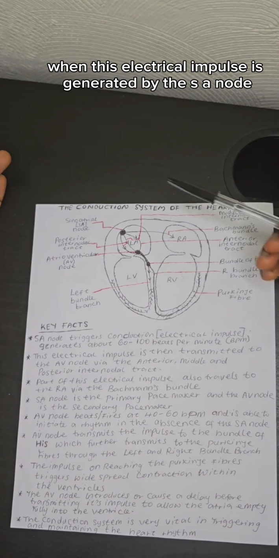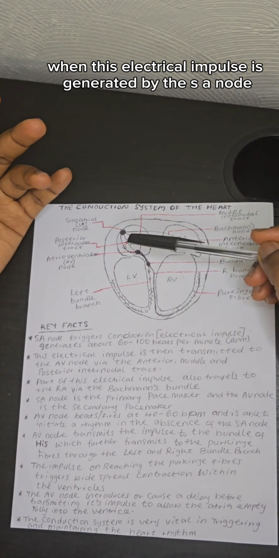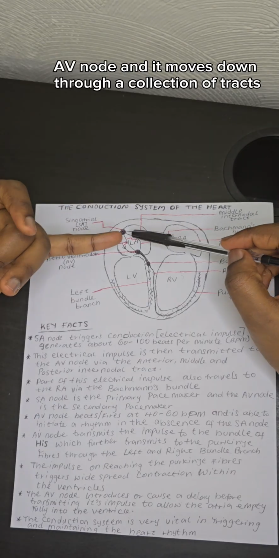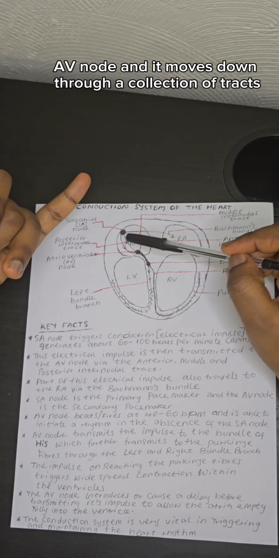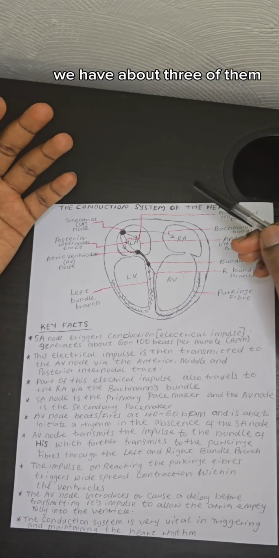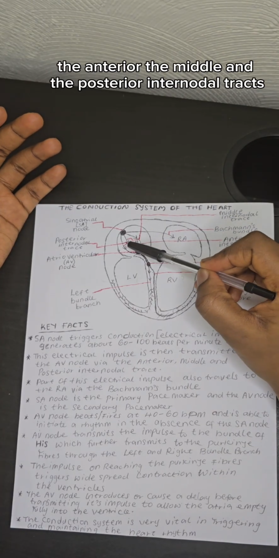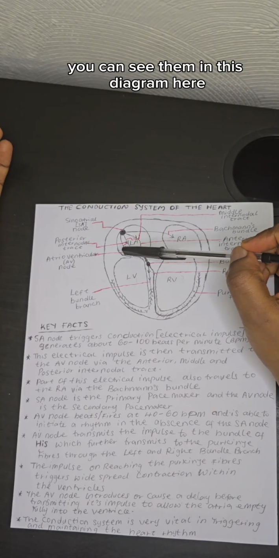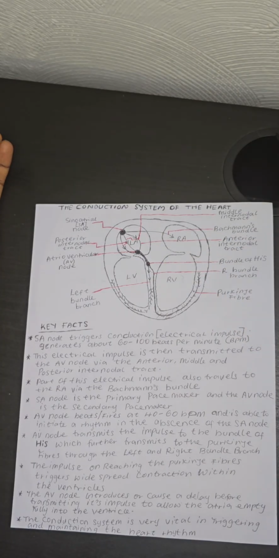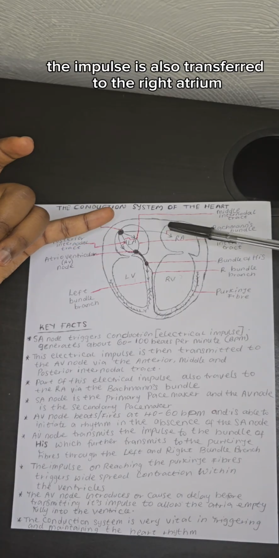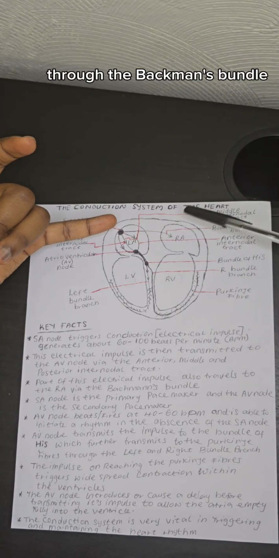When this electrical impulse is generated by the SA node, it is transferred down to the AV node, and it moves down through a collection of tracts known as the internodal tracts. We have about 3 of them: the anterior, the middle, and the posterior internodal tracts. You can see them in this diagram here. The impulse is also transferred to the right atrium through the Bachmann's bundle.